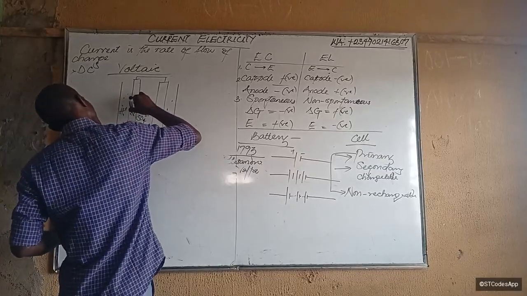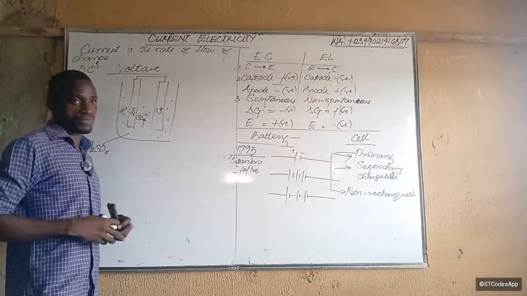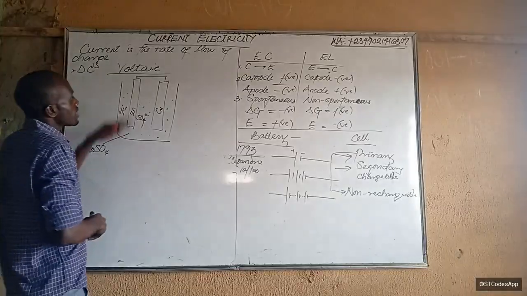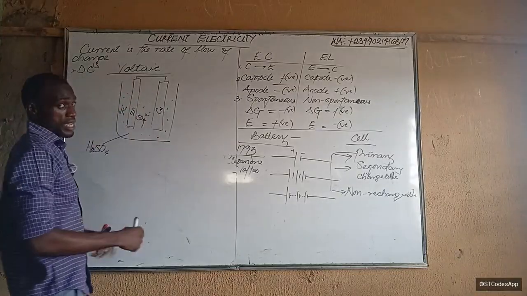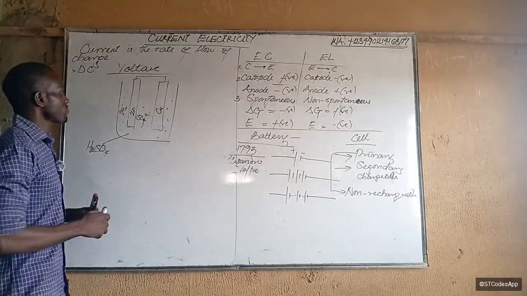Then this one here, let it be the zinc electrode, and let this one be the copper metal or copper electrode. Do you get the system now? So immediately you connect this system together, something begins to happen. Electricity begins to flow, okay?